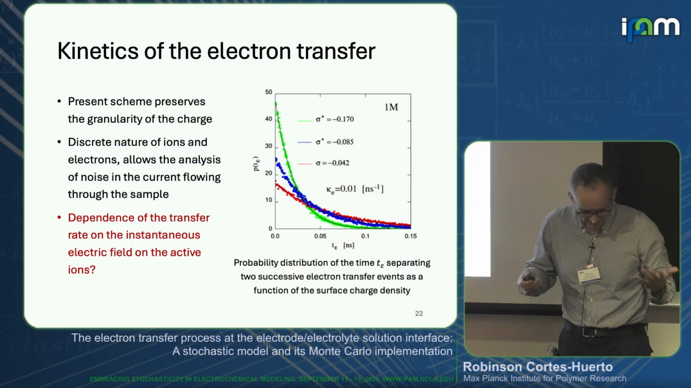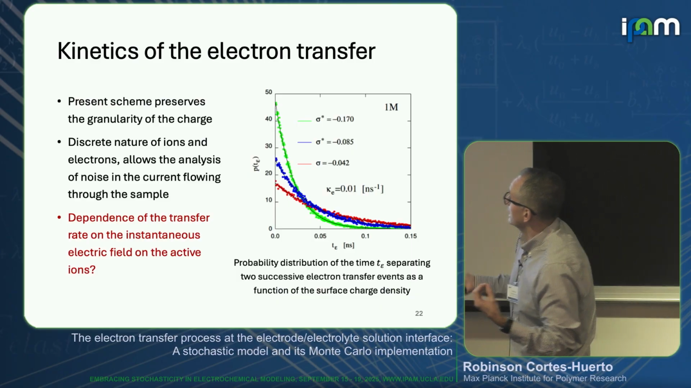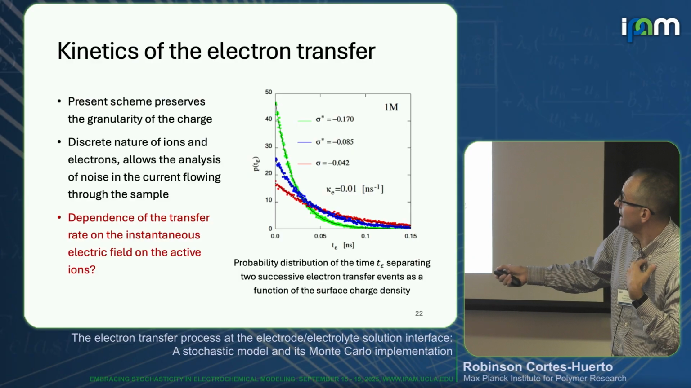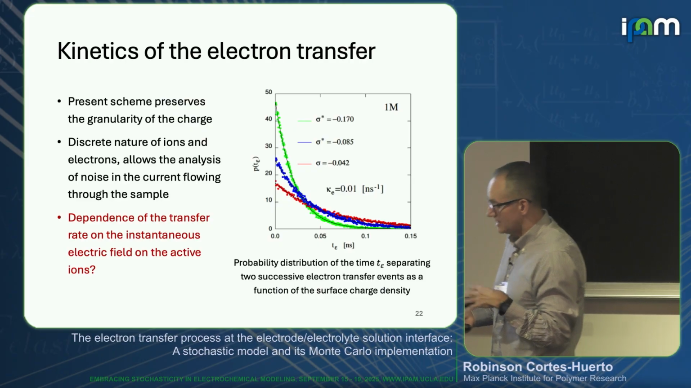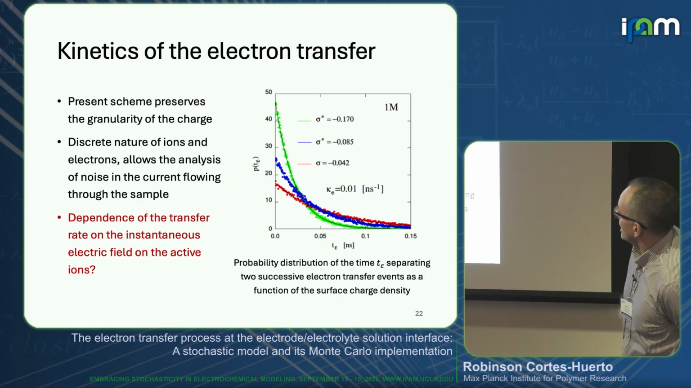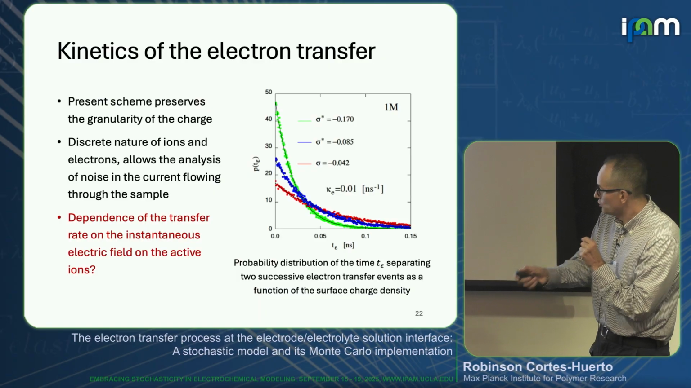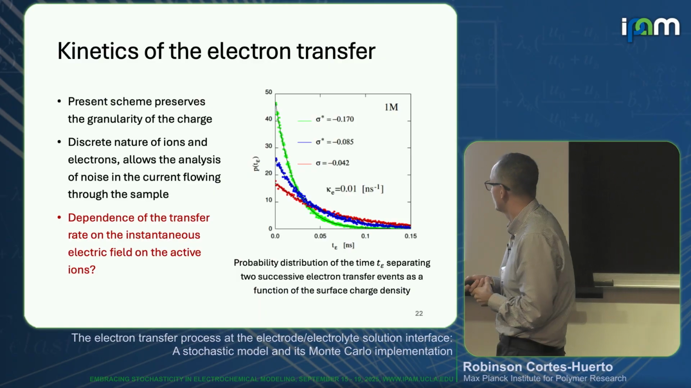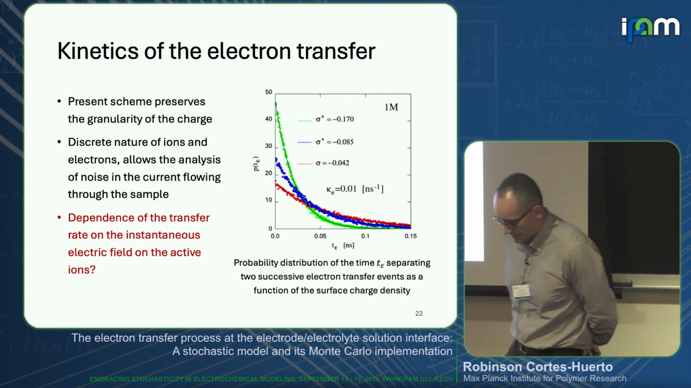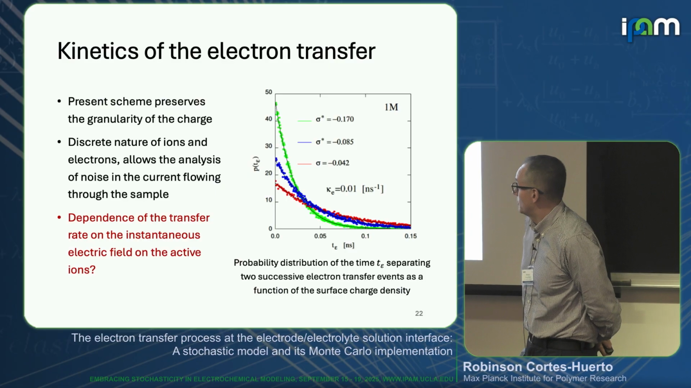As I said before, the density functional, for example, cannot take into account the granularity of this process. Here, instead, we have a discrete description of ions and electrons. And then we can analyze the effect of noise in the current flowing through the sample. In this case, we have an example: the probability distribution of the time epsilon separating two successive electron transfer events, plotted in terms of the surface charge of the electrode. And you see this behavior that is well reproduced by a Poisson distribution.